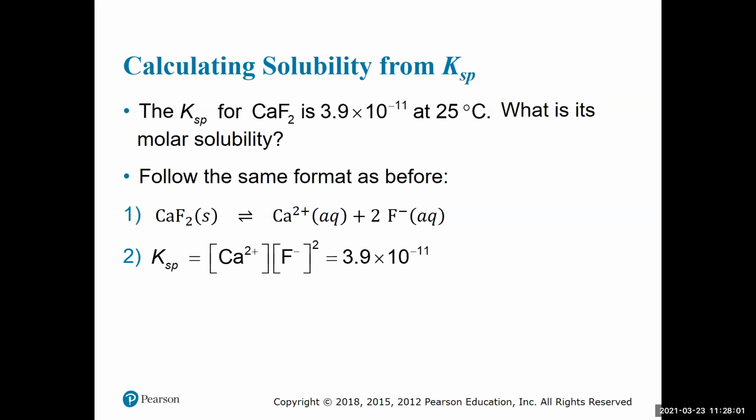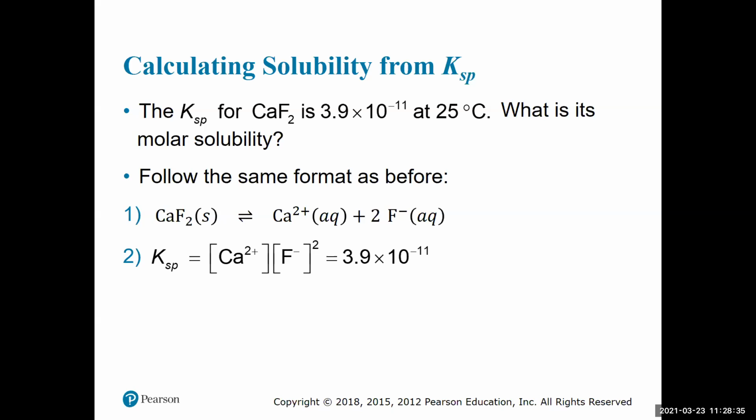So calcium fluoride dissociates to calcium ions, which are +2 charge, and fluoride ions, which are -1 charge. To balance it, we need a 2 in front of the fluoride. And so when we write our KSP expression, we have the calcium ion concentration times the fluoride ion concentration, and the fluoride one has to be squared because of the 2 coefficient out in front of the F minus. And that, of course, is equal to the KSP value.